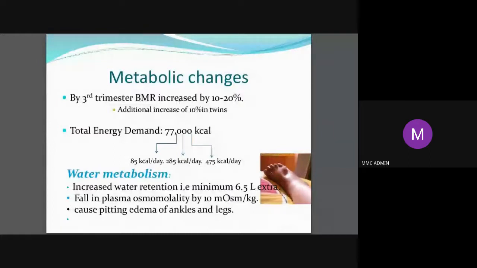So see the picture on the screen. Look at the leg of that pregnant lady, how it is. Somebody has pressed it, so there is the pedal edema. So metabolic changes: the basal metabolic rate increases in the body because of all the changes. The patient will have a lot of sweating. She may feel breathless, she may be feeling very hot also, and then there is water retention, so there is edema of the ankles and the legs.